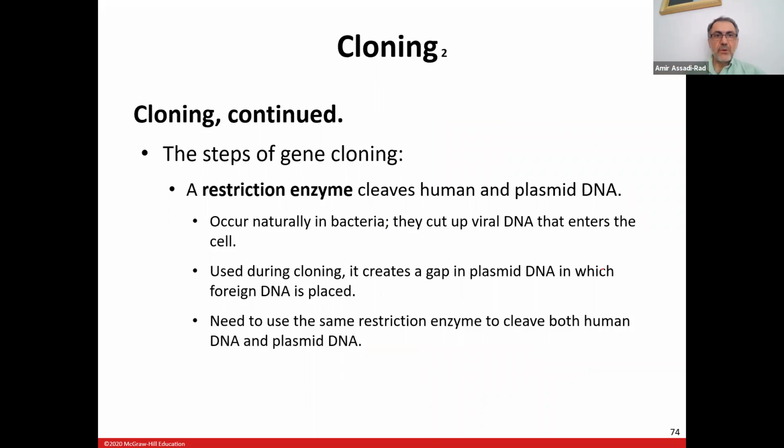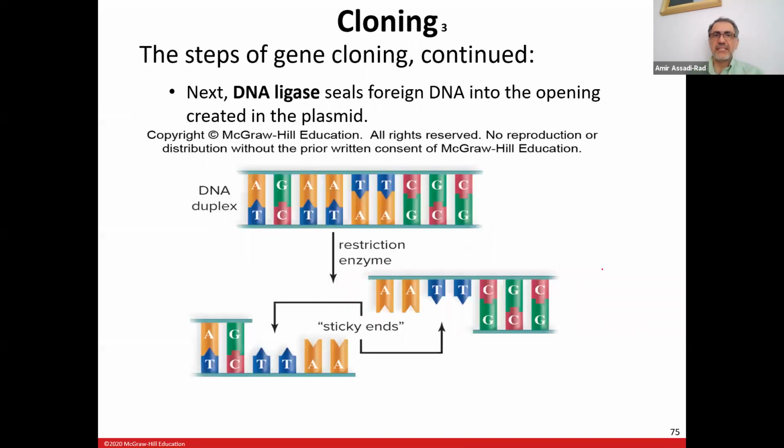Steps of gene cloning: restriction enzymes. Yes, restriction enzymes are enzymes that can cut DNA, and they're called restriction enzymes. Again, they get them from bacteria. Restriction enzymes are present in bacteria, and DNA ligase, again they get it from bacteria, and it puts the genes together. So when you break the DNA with the help of restriction enzymes, you have sticky ends. They call it sticky ends.